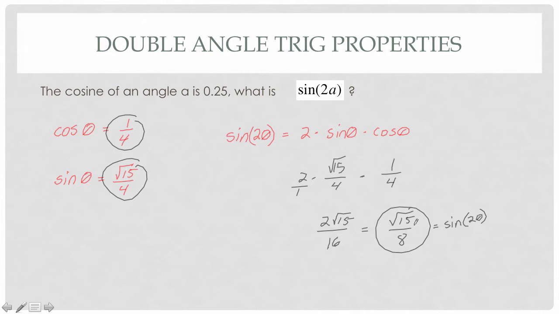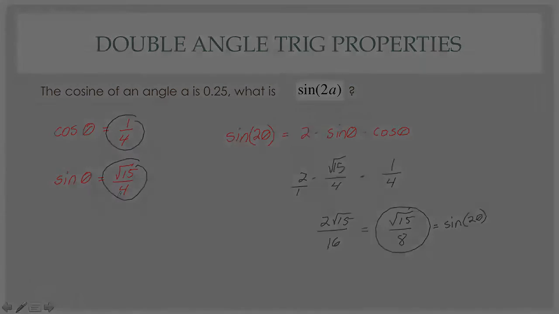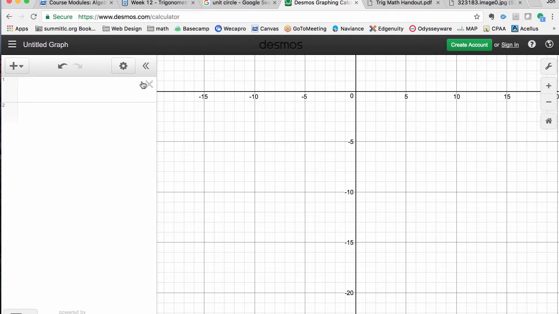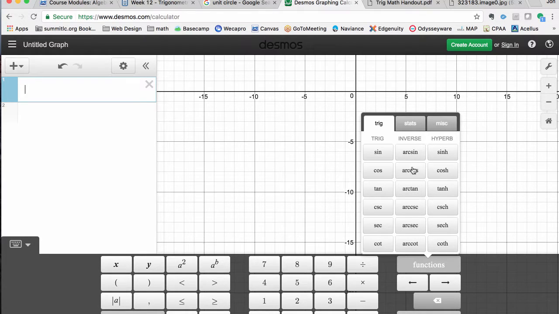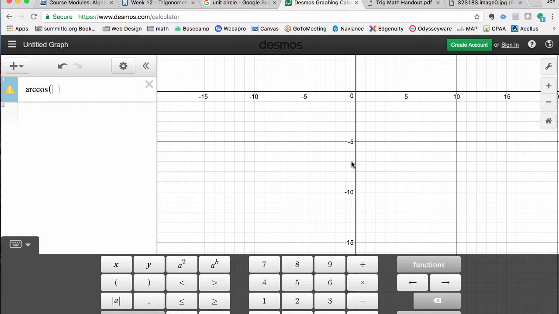Now, how would I check that? Well, here's where I could go back to my calculator. Let's actually show how to check this on the Desmos calculator, making sure we're doing our doubles and half angles correctly. Remember how in the problem the cosine of some angle was 1/4, or 0.25? So let's find what the angle is using cosine inverse of 0.25, and we see that it's 75.52 degrees.